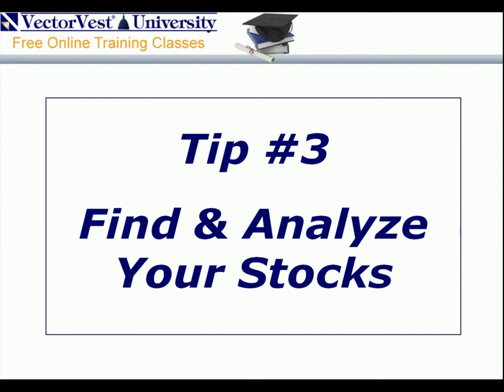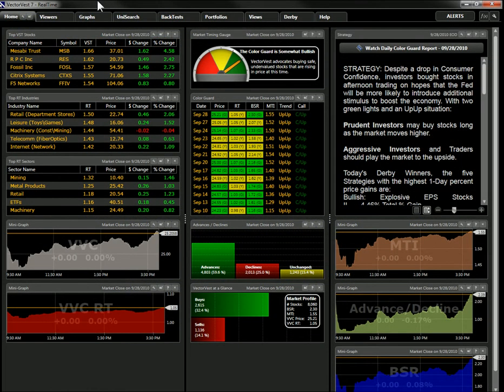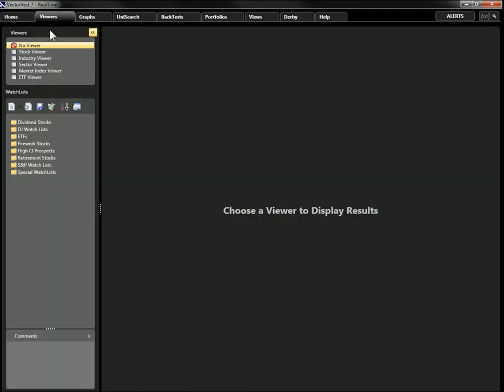The next thing you want to do is see what VectorVest thinks about your stocks. We provide a complete analysis of a stock's value, safety, and timing, and give a buy, sell, or hold recommendation on each stock every day. To analyze one of your stocks, the best place to go is the Stock Viewer. To access the Stock Viewer, click the Viewers tab, and then click Stock Viewer.